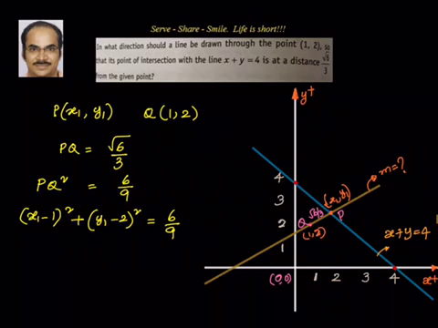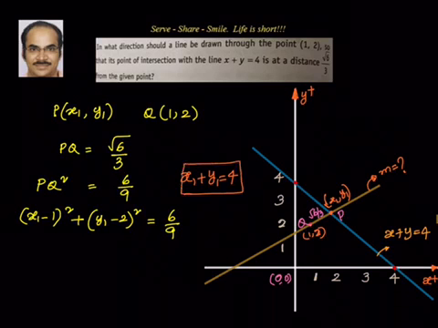Now we have two variables here. How do we convert this into one variable? For that we will use another logic. We know that the point P is the point of intersection of two lines. That means it is also satisfied by x + y = 4. So (x1, y1) satisfies x + y = 4. According to that, we know that x1 + y1 equals 4.